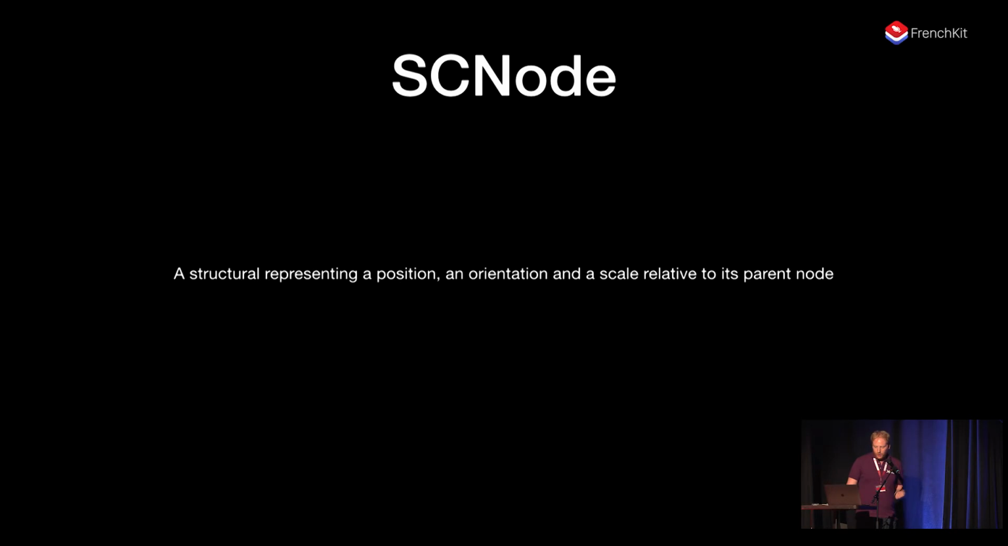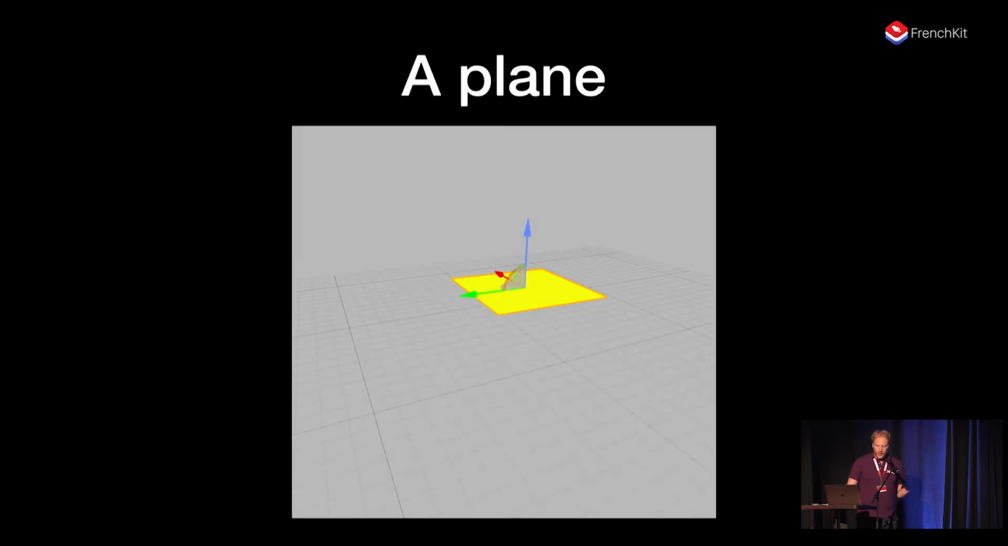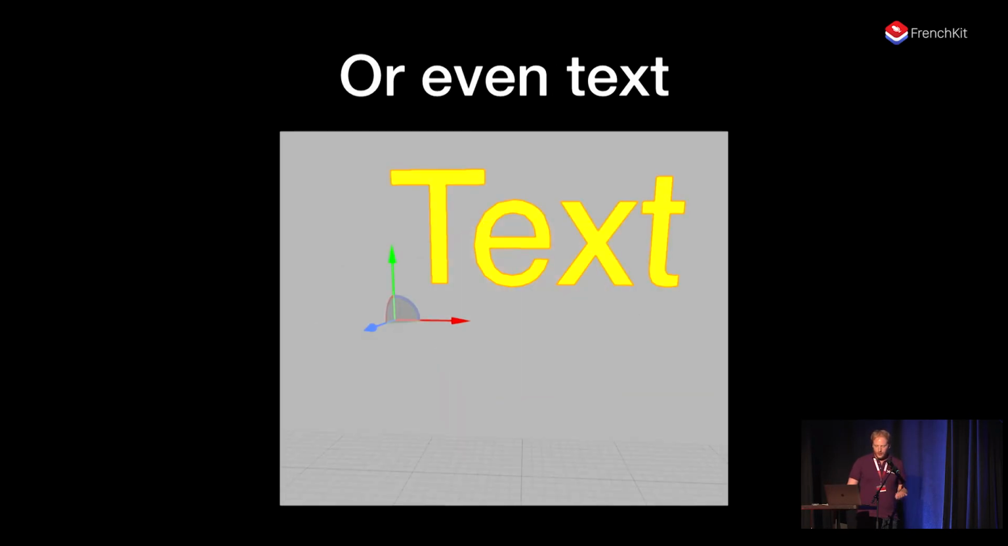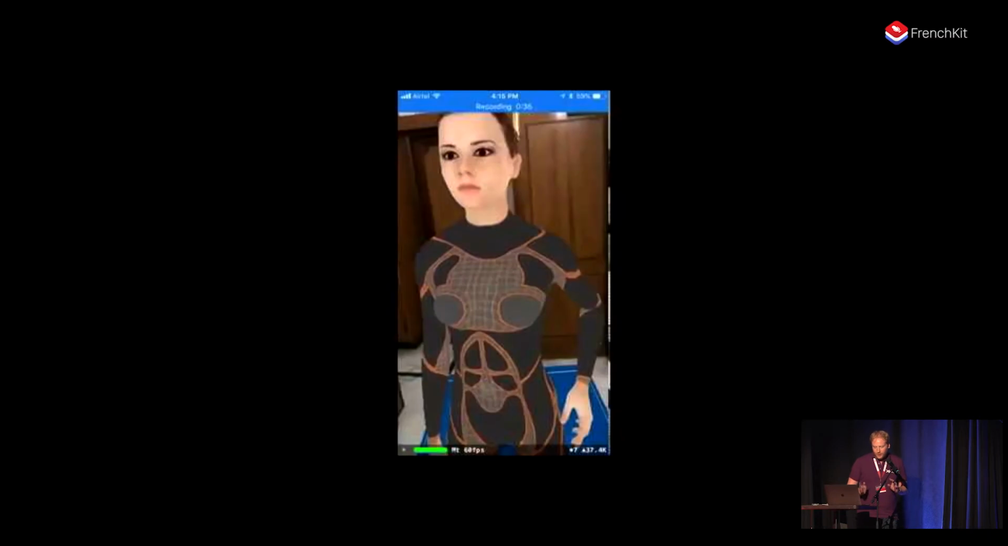You can attach a geometry to a node, which can be a plane, a sphere, or even text. In fact, that can be pretty much everything you want. These geometries hold information like texture, image, or color. And with all this information and with your node, you attach your node to a parent node and to another parent node, and maybe brother nodes.